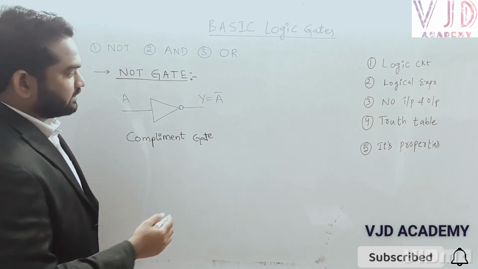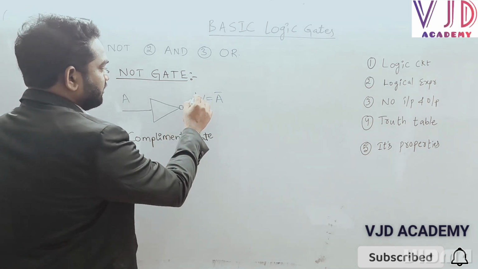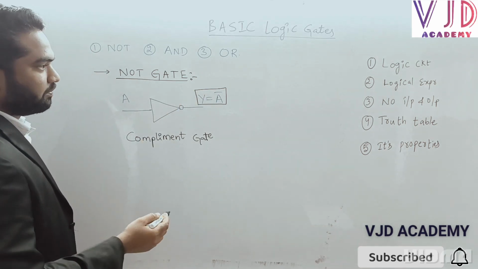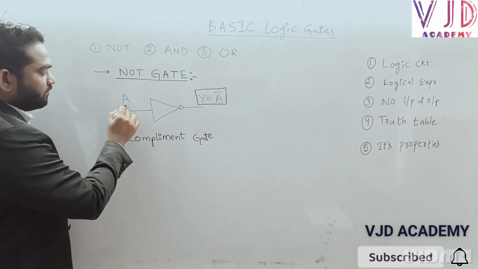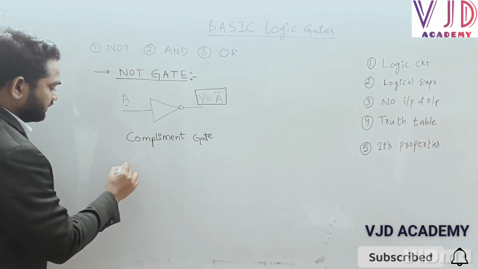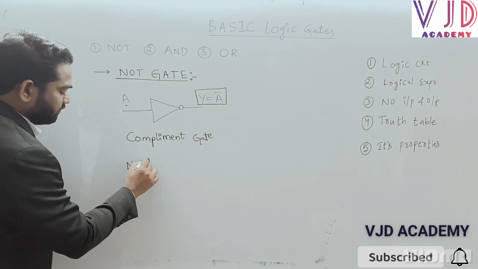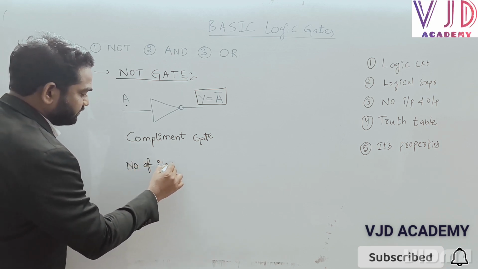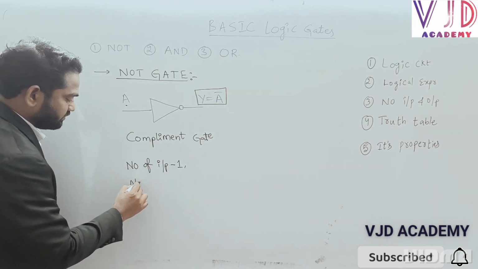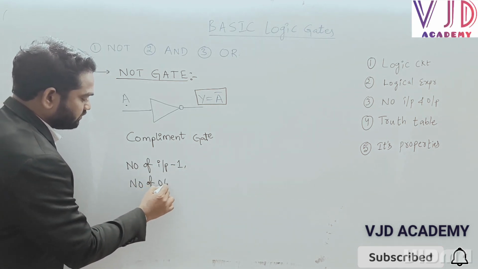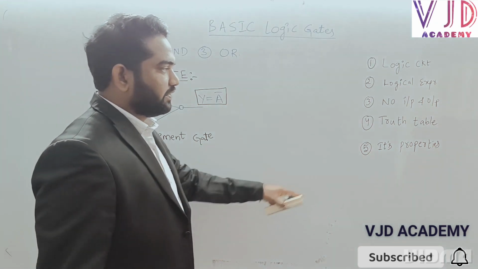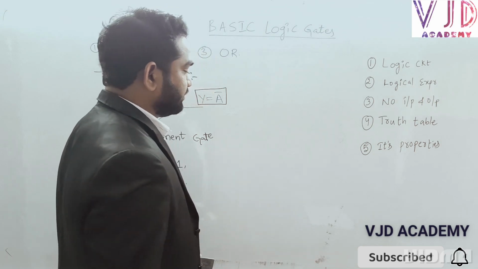Now next, logical expression. This is called logical expression, Y equal to A bar. And now coming to number of inputs: here number of inputs is 1, and number of outputs is also 1. And after that, we need to see what is the truth table.